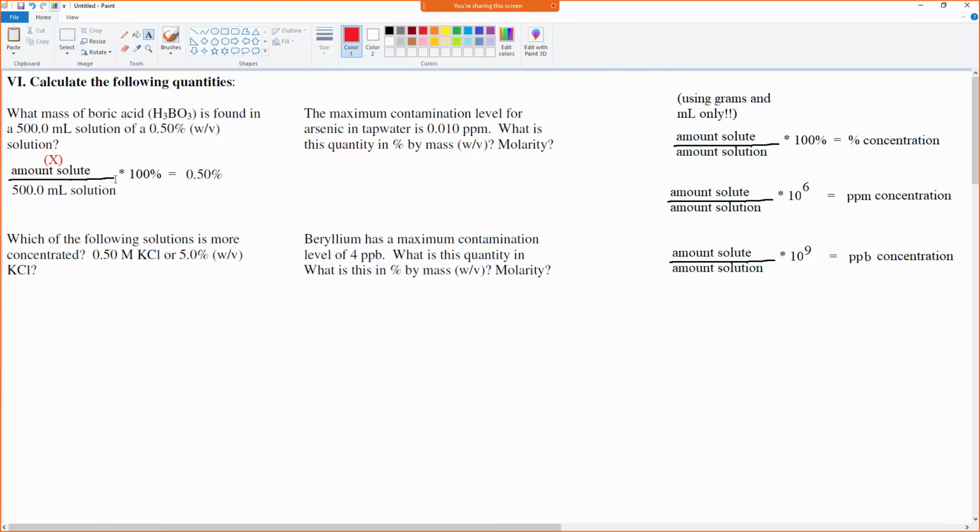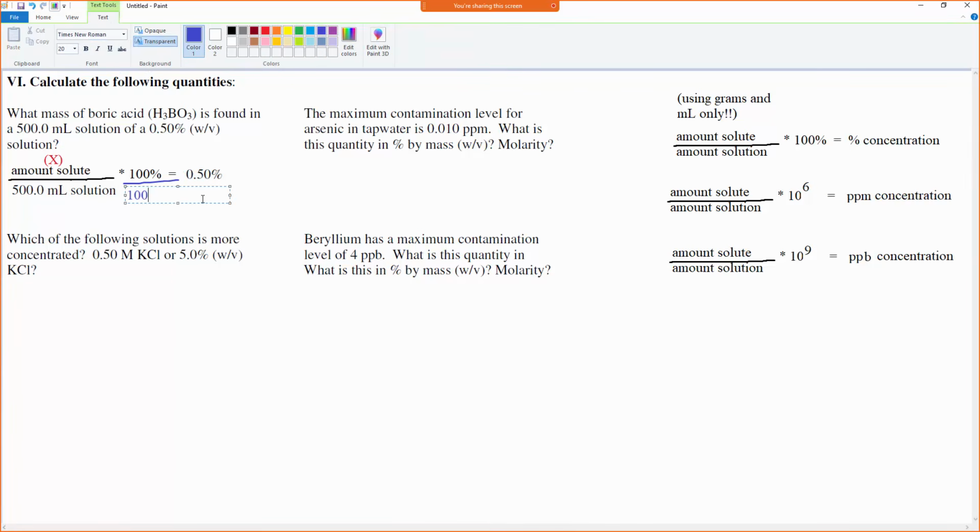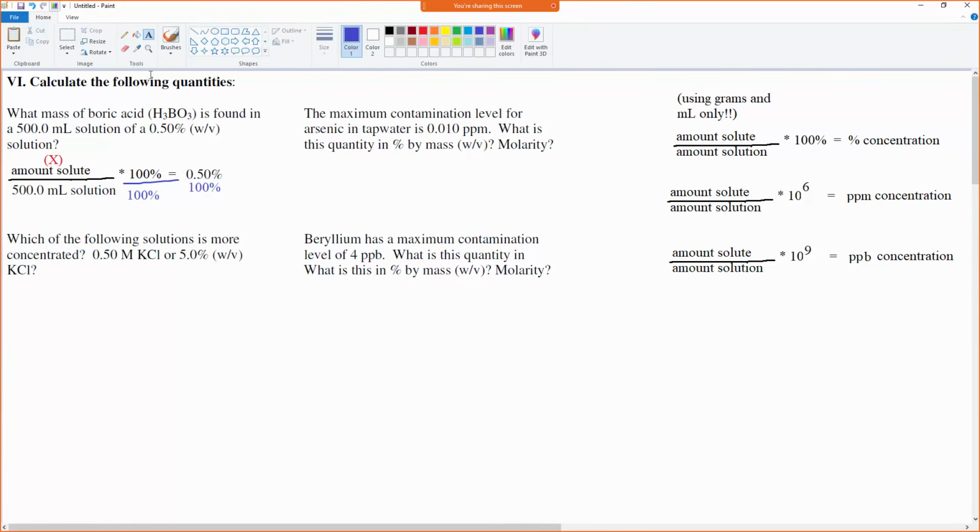All right, so to solve for x, I'm going to divide by 100%, and then I'm going to multiply by 500 milliliters of solution, right? Divide by 100%. So those cancel. And then I'm going to multiply by 500 milliliters of solution. Stick it right there. Move it over. All right, so that gets removed.